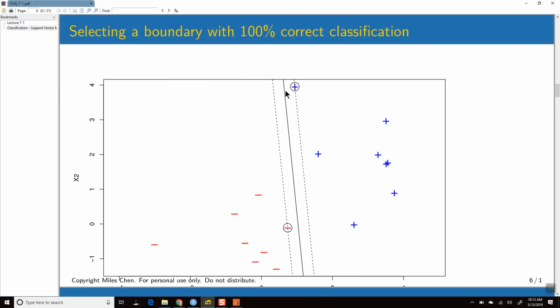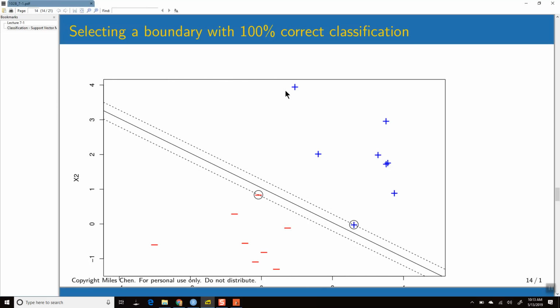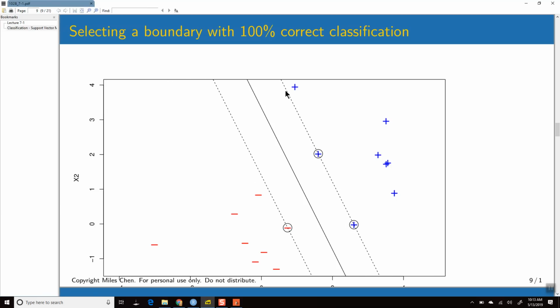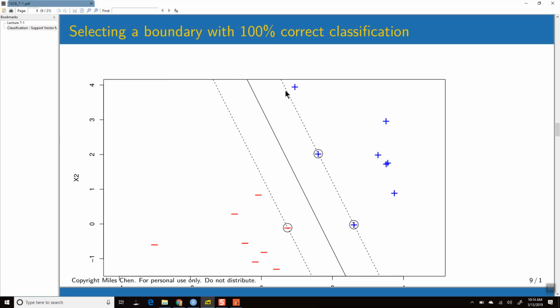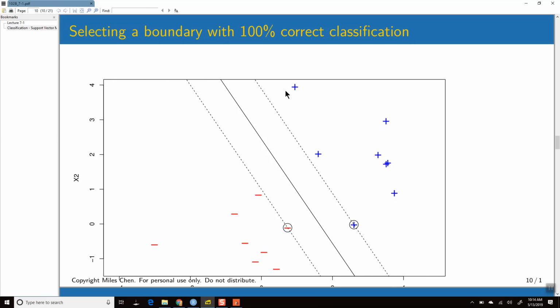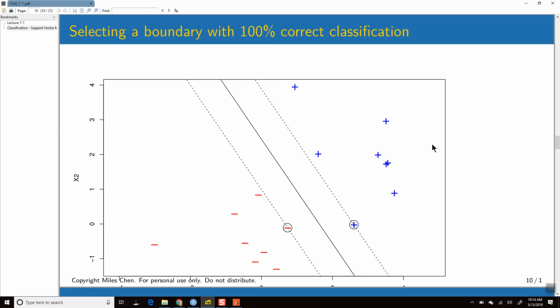Okay, so this is what took me so long. But anyway, this is what we have, and so which boundary are we going to pick? Well, the support vector machine says the boundary that ends up with the widest margin is the one that we pick. And so that's going to be this one. Visually we can see this, right?